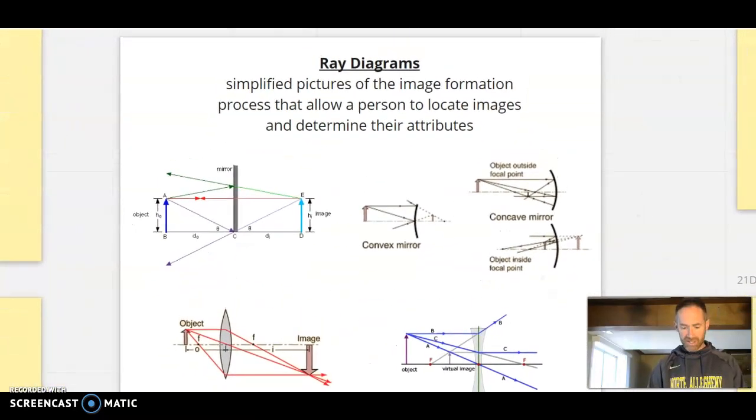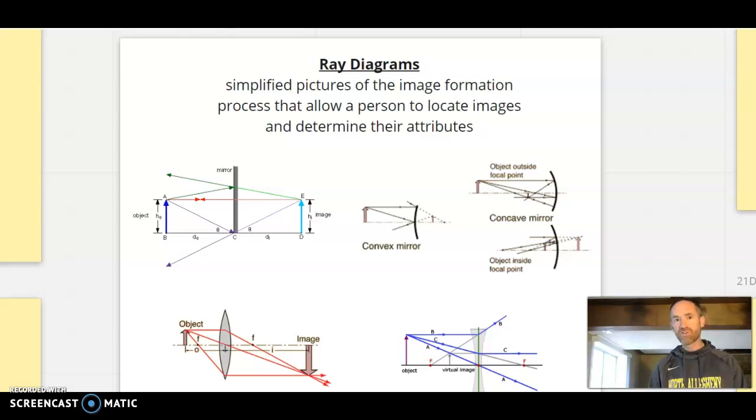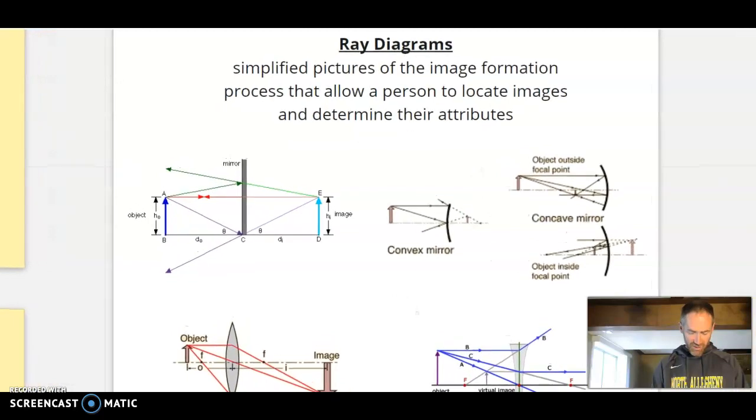Something that's going to help us, a tool that people have used for a long time on all kinds of mirrors and lenses, are ray diagrams. Now, if you watched the video on the plane mirrors, you saw that we have been drawing some ray diagrams, and those were good, but these are going to be very, very good. So you can see that ray diagrams are these simplified pictures of just a few of the many, many light rays that are coming off of an object.